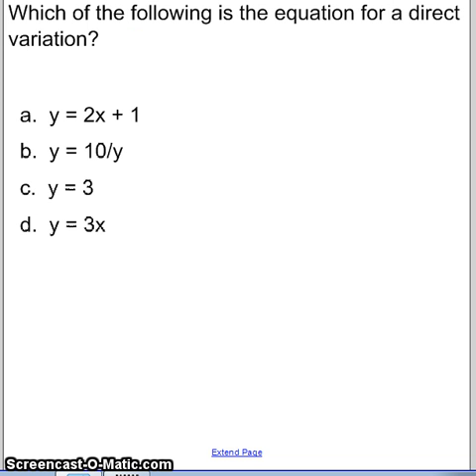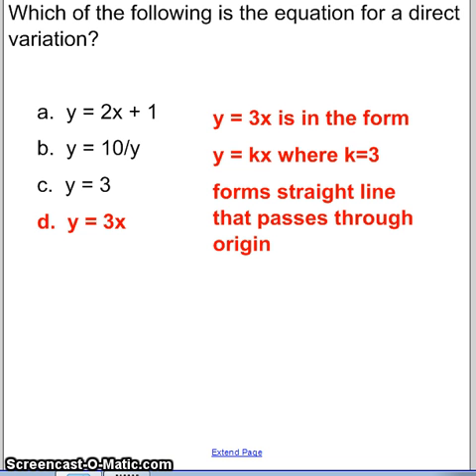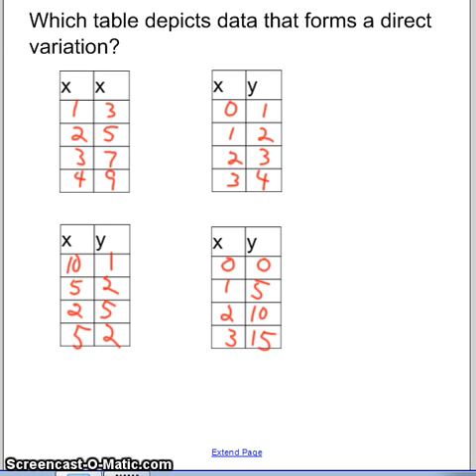Which of the following is the equation for a direct variation? Well, we just said it has to be in the form y equals kx, so it has to be D. That's going to be a straight line that passes through the origin.